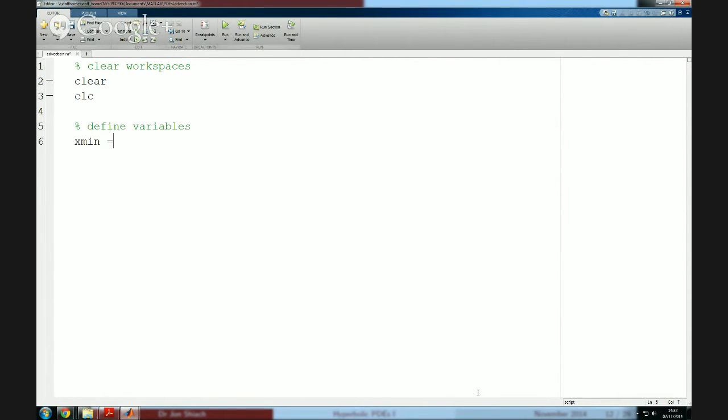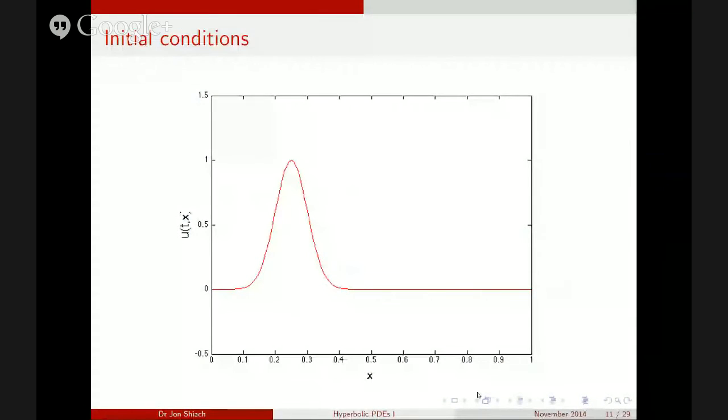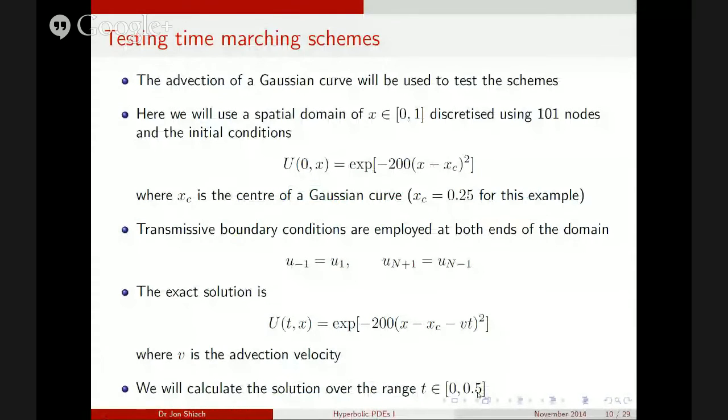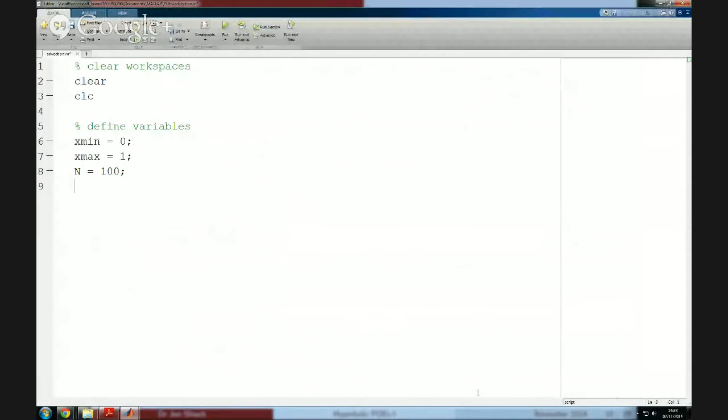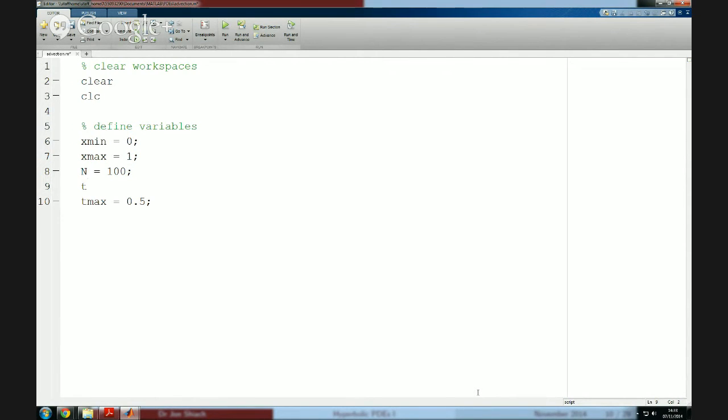Start with, I'm going to define the minimum and maximum values of my X domain. I'm also going to define N, and N is one less than the number of nodes I'm using. If I go back to the slide, we said we're using 101 nodes. The reason I said 101 is because one less is 100. What else do I want? I'm going to define a variable called t max, and that's the maximum value of t that I'm going to iterate up to. So I'm going to march the solution starting at t equals 0 and go up to t max.